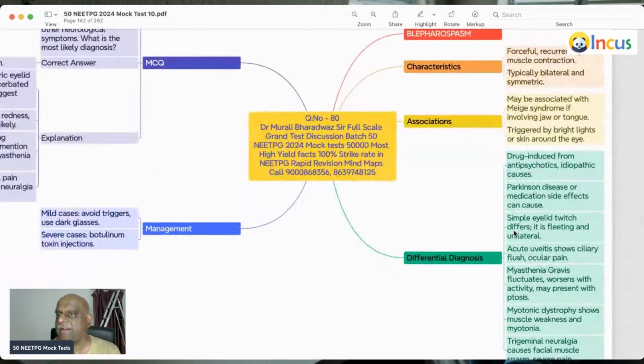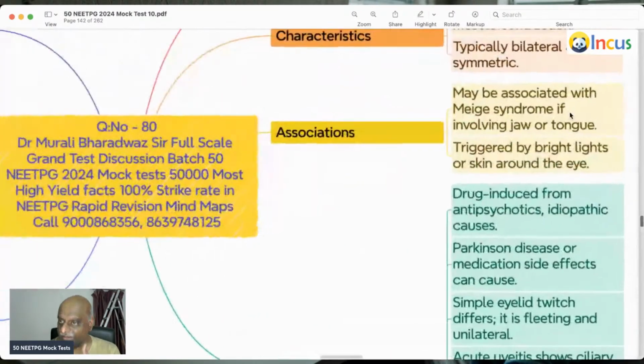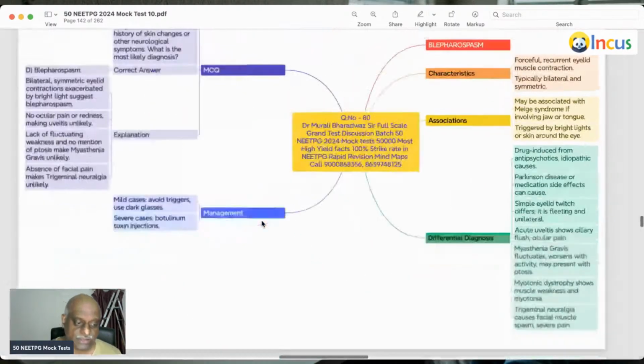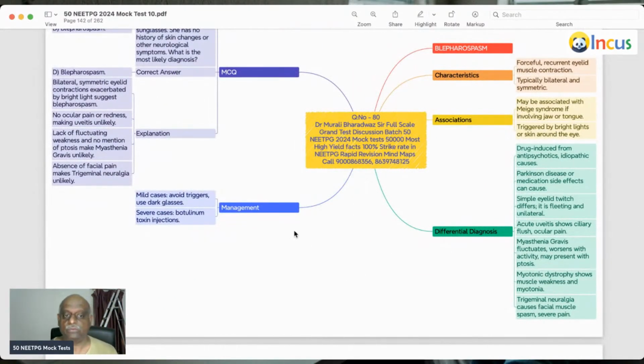What are the differential diagnoses? What are the associations, etc.? You need to be very sure, doctor. So, I leave the literature for you. Now, let's go to the next question.